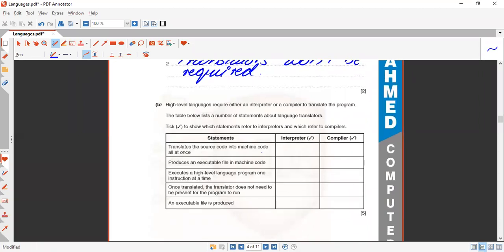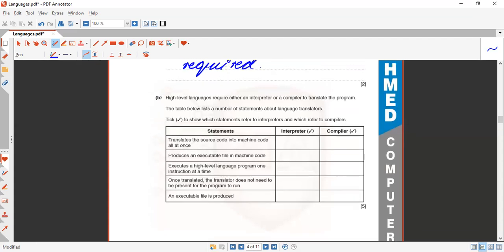Okay, then what do we have? High level languages require either interpreters or compilers to translate the program. The table below lists a number of statements about language translators. Tick to show which statements refer to interpreters and which refer to compilers. So number one, what do we have? Translate the source code into the machine code all at once. Yeah, so what is all at once?